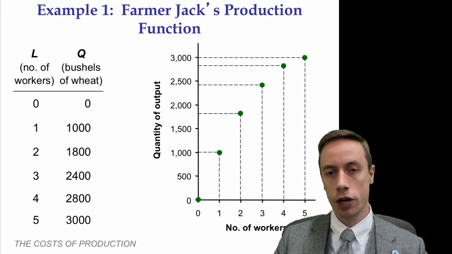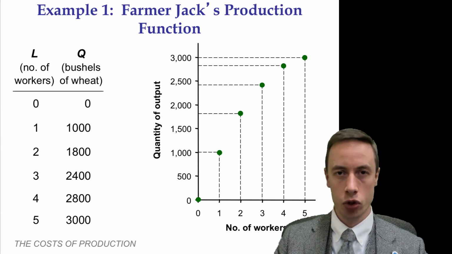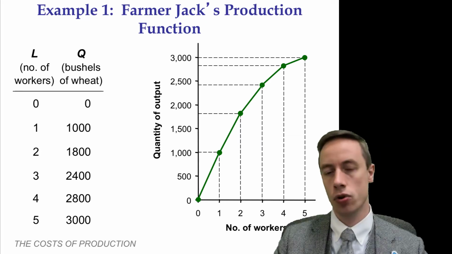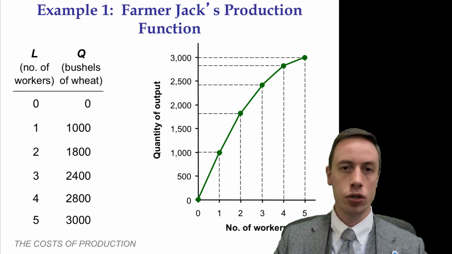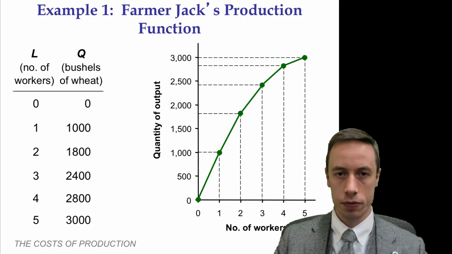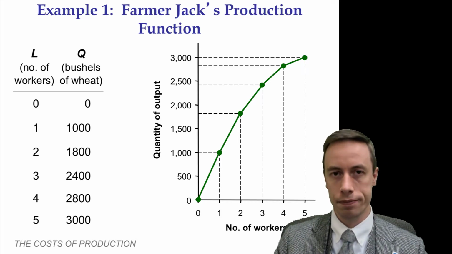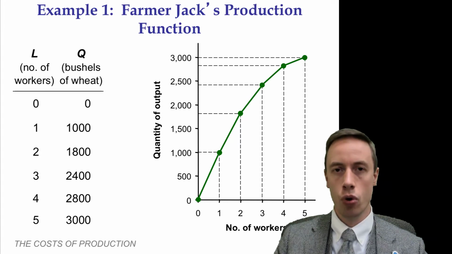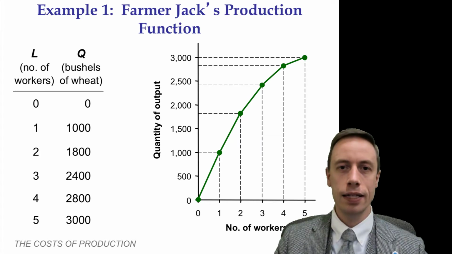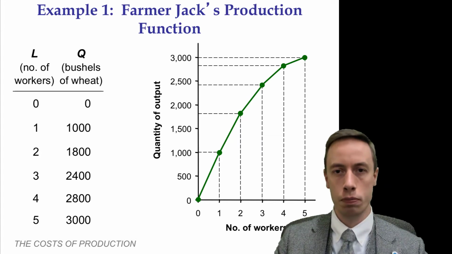Of course, typically on the graph, after we're done drawing those dots, we'll then go ahead and connect them to make the thing a little easier to look at visually. And of course, right away something sticks out to us. Farmer Jack's production function is not a straight line. Adding additional workers adds less and less additional output to our farm.